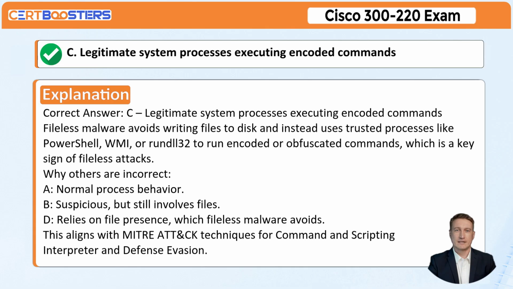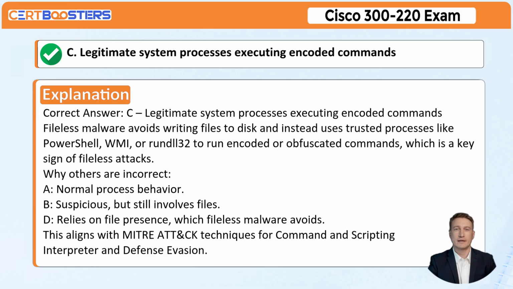Answer: C. Legitimate system processes executing encoded commands. Explanation: Fileless malware avoids writing files to disk and instead uses trusted processes like PowerShell, WMI, or rundll32 to run encoded or obfuscated commands, which is a key sign of fileless attacks.